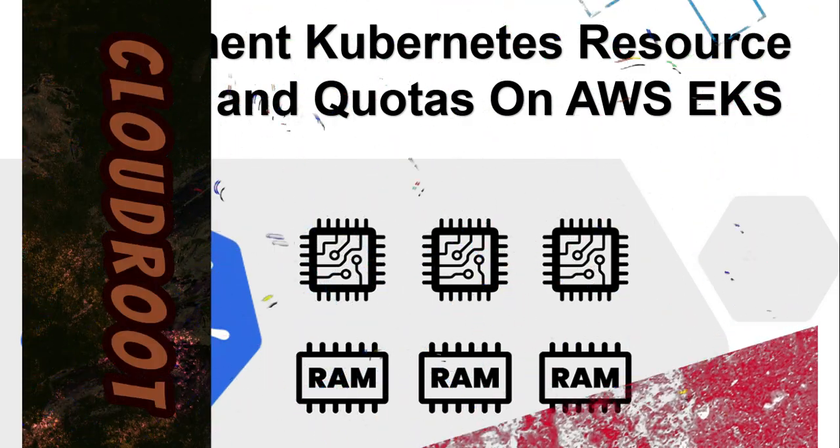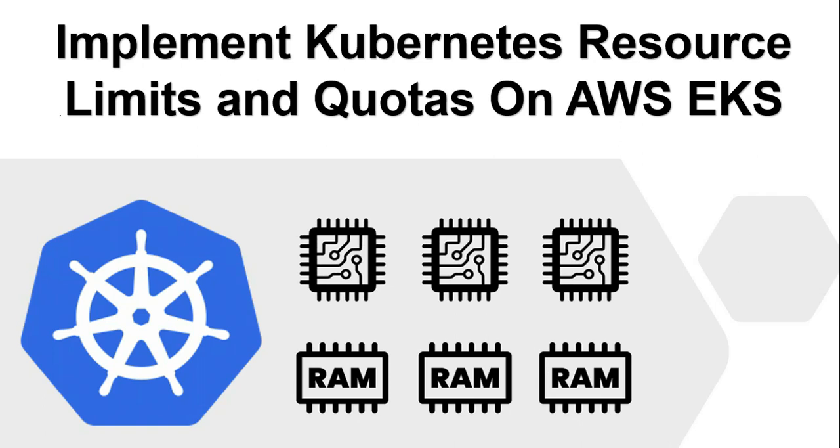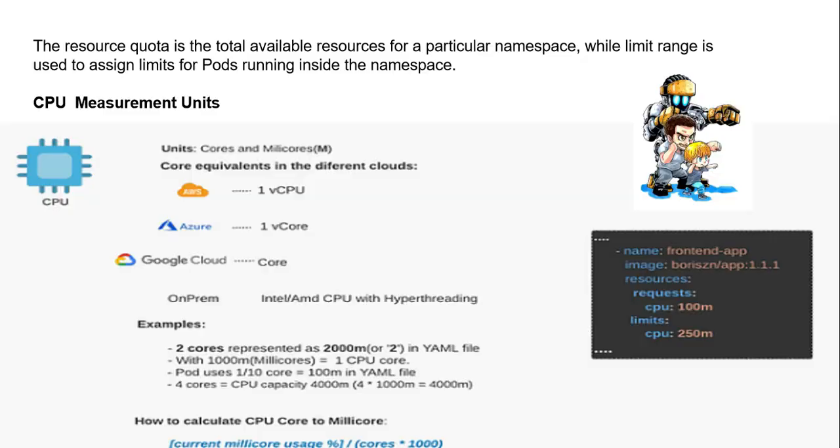Today I am going to talk about how to implement Kubernetes resource limits and quotas on AWS EKS. When we are working with containers in Kubernetes, it is important to know which processes will require more CPU or memory than others. If someone forgets to configure the resource limit, the pod will take too many resources, which can lead to other containers getting no resources to start.